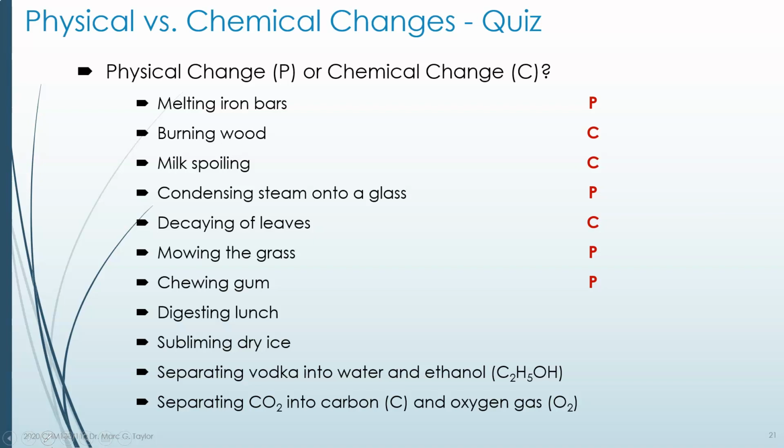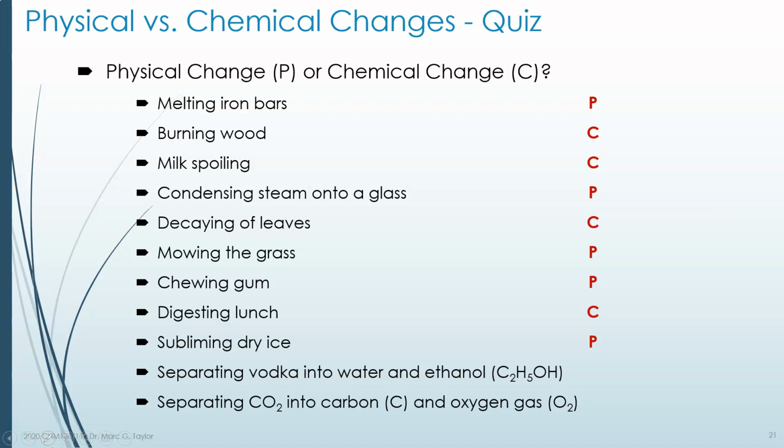Digesting lunch. Well, this is clearly a chemical change. You're turning your food, your carbohydrates, your fats, your protein, eventually into carbon dioxide and water in a slow burn process called digestion. That's a chemical process. In fact, it's actually dozens of chemical processes. Subliming dry ice. You're going directly from solid chunks of dry ice to carbon dioxide gas, carbon dioxide vapor. That's a physical change. Separating vodka into water and ethanol. Well, vodka contains water and ethanol. That's a mixture. And you only need physical means to separate mixtures.